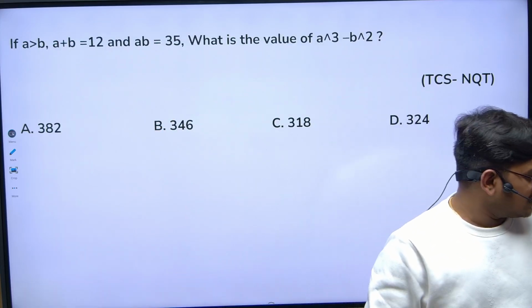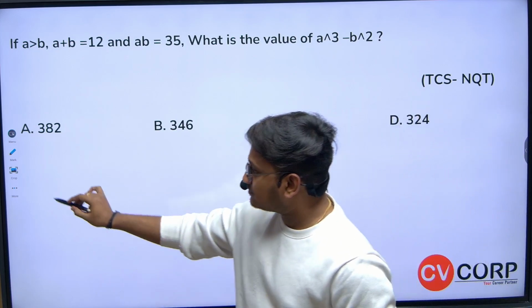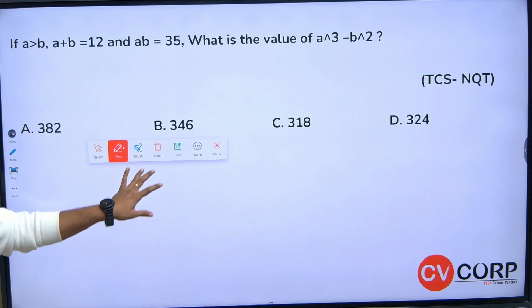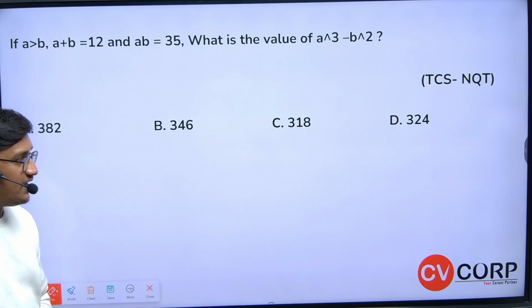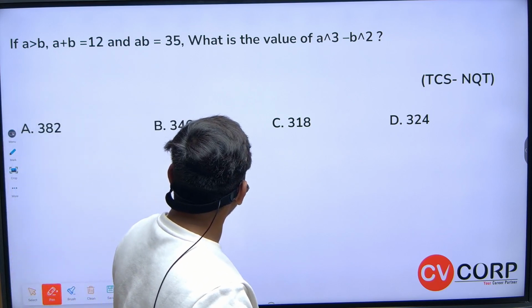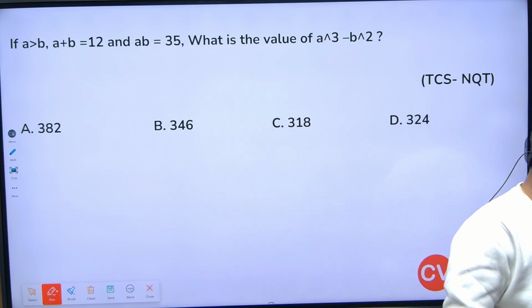Can you try to solve this question? This question is very easy. If A is greater than B, A plus B is 12, AB is 35. What is the value of A cube minus B square?